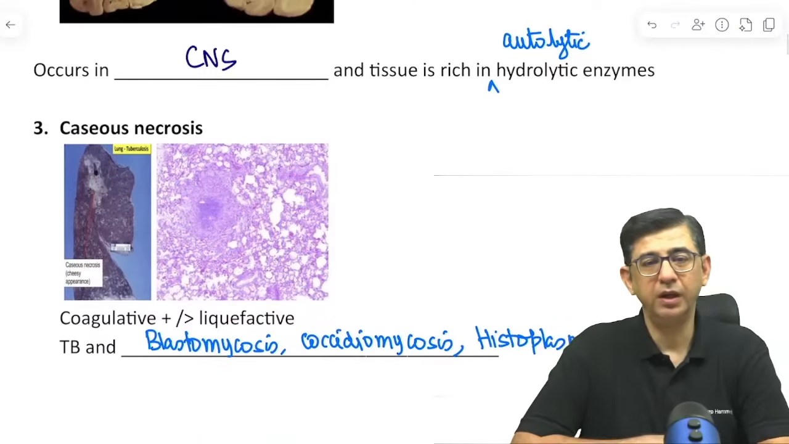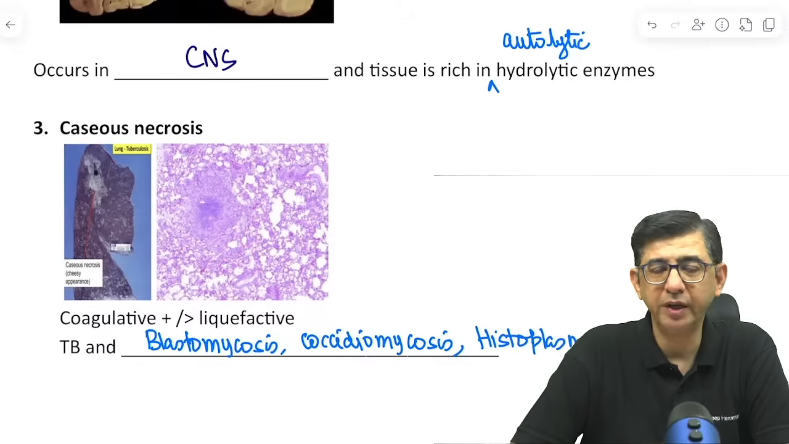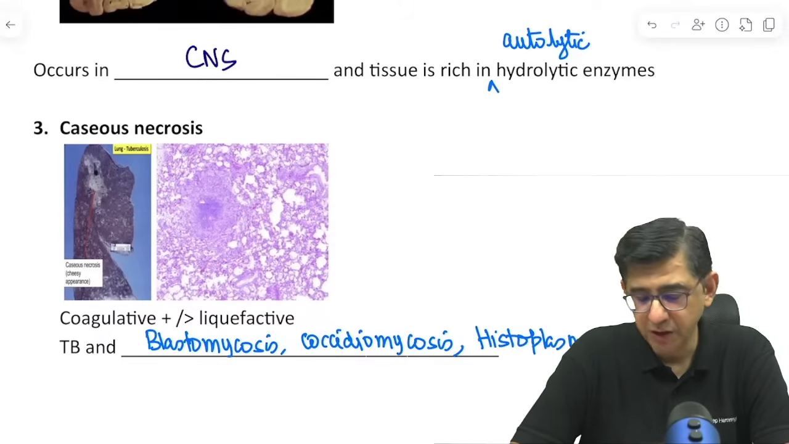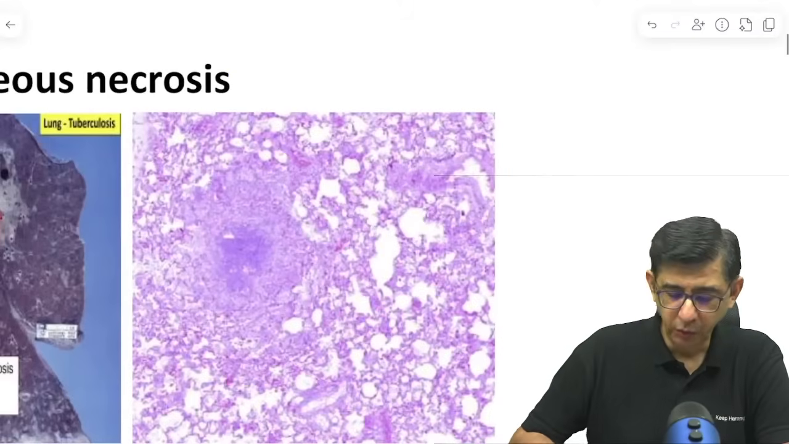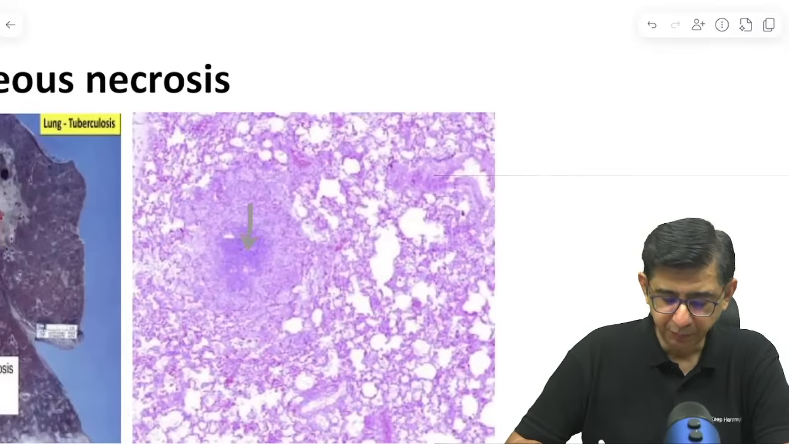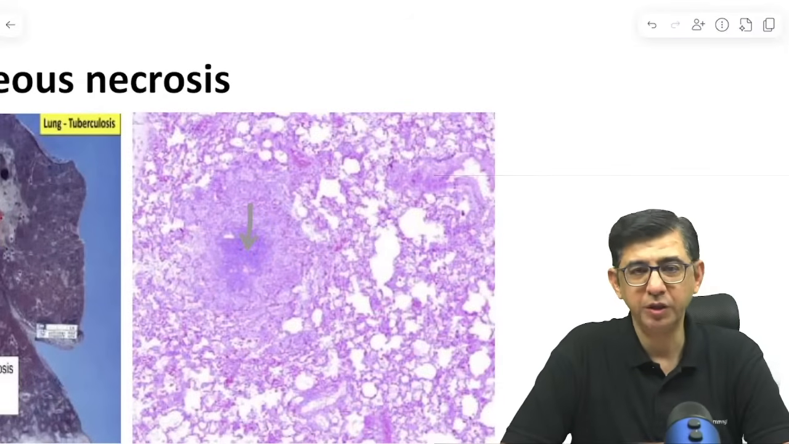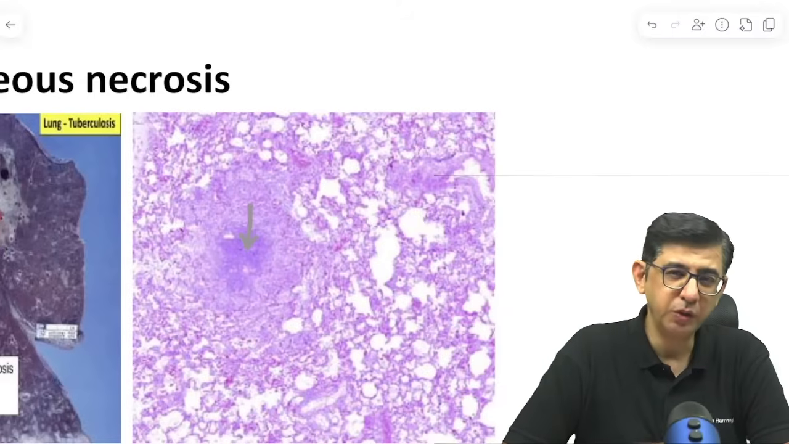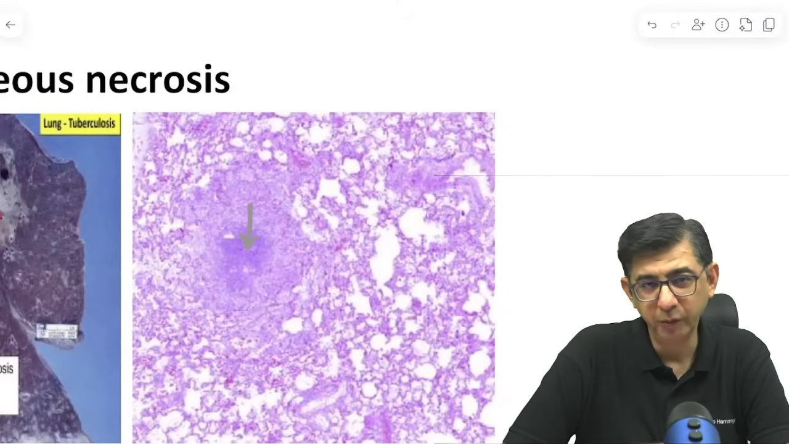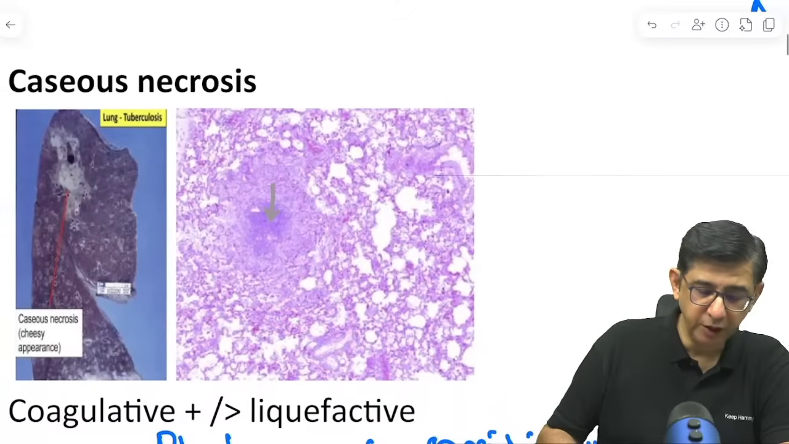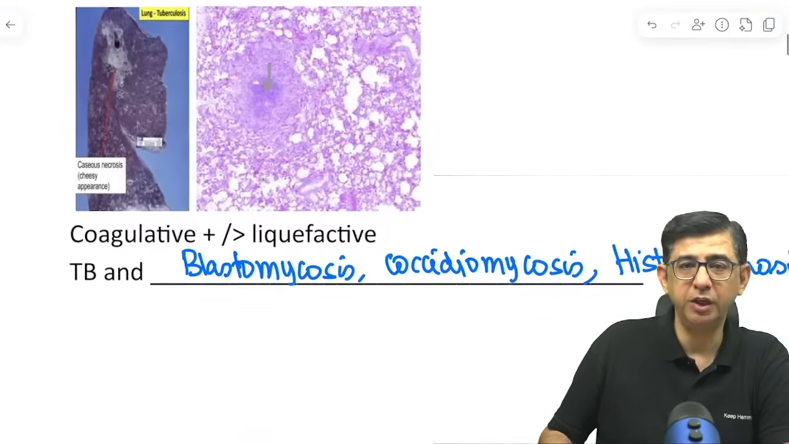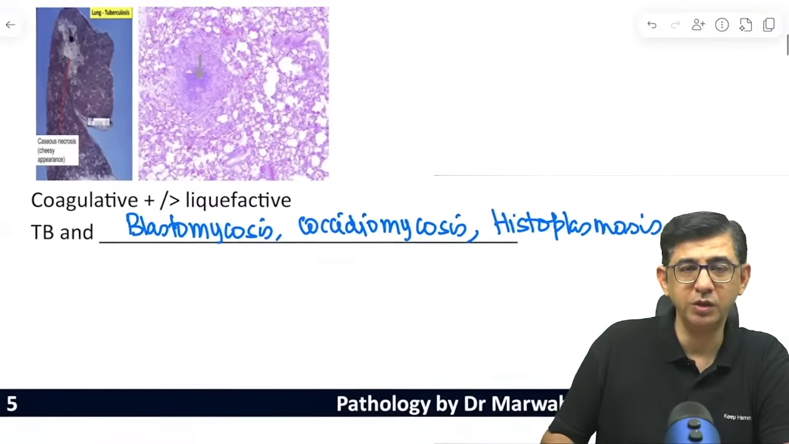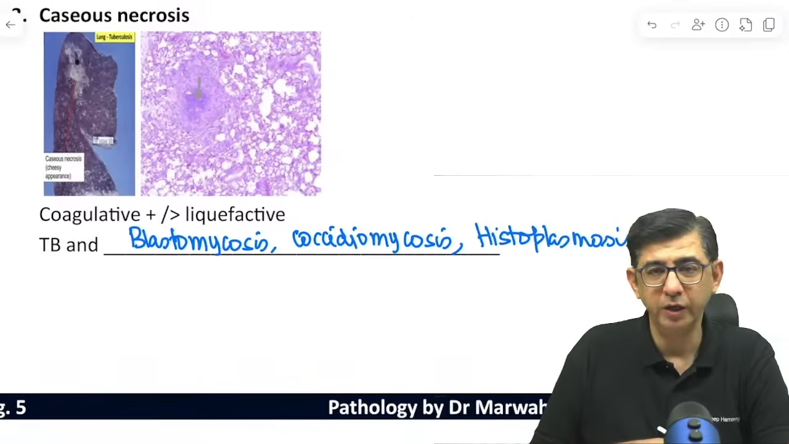Then there is that very classical caseous necrosis, where they'll give you a specimen of the lung with cheesy material in the middle, and you can notice that pinkish material in the middle for the caseous necrosis. That is obviously a feature of TB, but apart from TB, they'll also ask you about fungal infections which can contribute to the same. So what are those fungal infections that would cause caseous necrosis? That is blastomycosis, coccidioidomycosis, and histoplasmosis, to name a few of the classical ones.